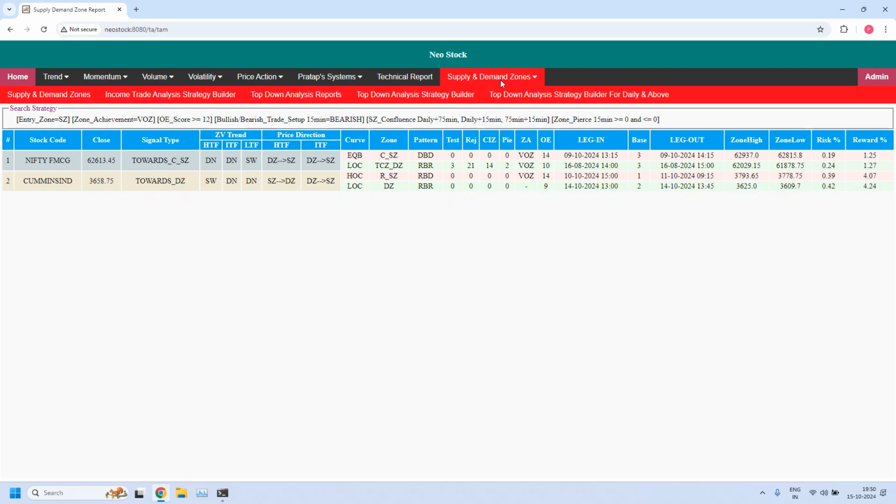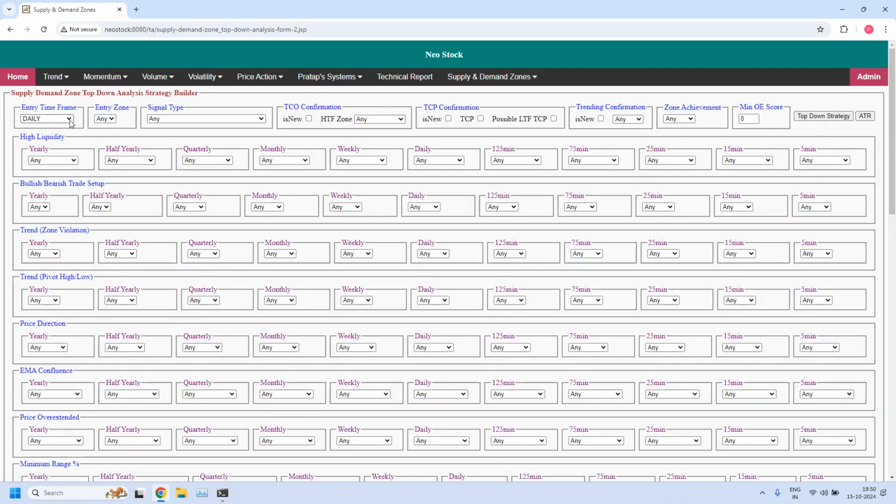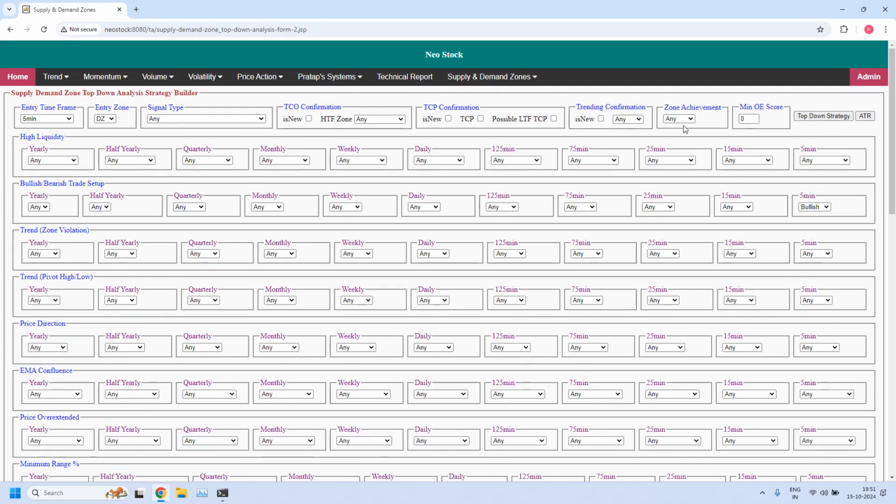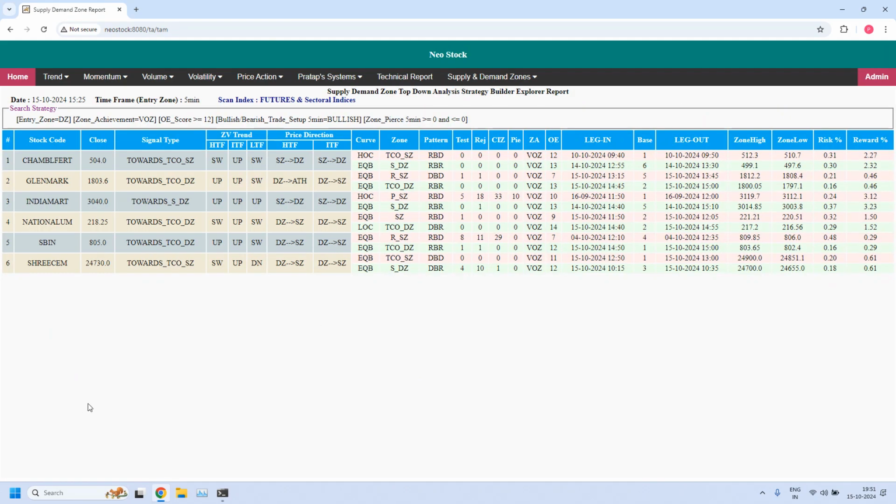Next, let us look for hourly income trade setups. Bullish trade setup for hourly income trade, entry time frame 5 minutes, entry zone demand zone. In bullish or bearish trade setup at 5 minutes, I am selecting bullish. The 5 minute demand zone should not be pierced. So in the pierced count at 5 minutes time frame, I am setting minimum value 0, maximum value 0. Zone achievement should be violated opposing zone, minimum order enhancer score 12. All the 3 filters are applied to the 5 minute demand zone. 6 stocks are filtered. All these 6 stocks are currently supporting the bullish trade setup for hourly income trade.